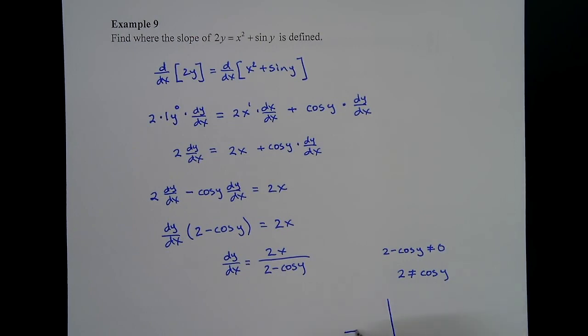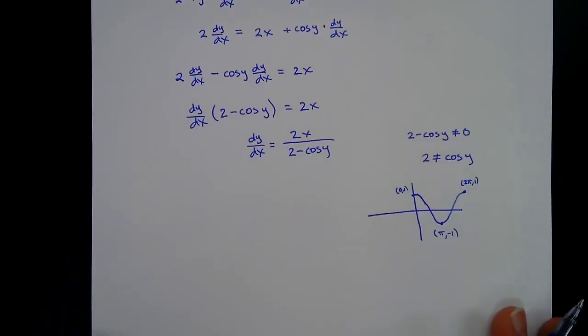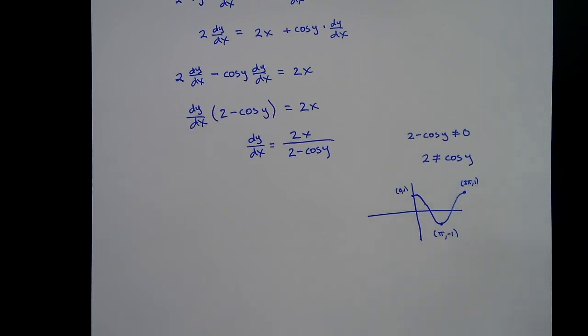So if you think about this, cosine starts right here at 1 and goes down. So this point right here is (0, 1), and it goes down and then back up, and this would be at 2 pi, 1. And down here, how low does this go? Well, this would be at pi, -1. Sorry, you couldn't see that. And then this just keeps going up and down, up and down. That's what the cosine graph looks like.